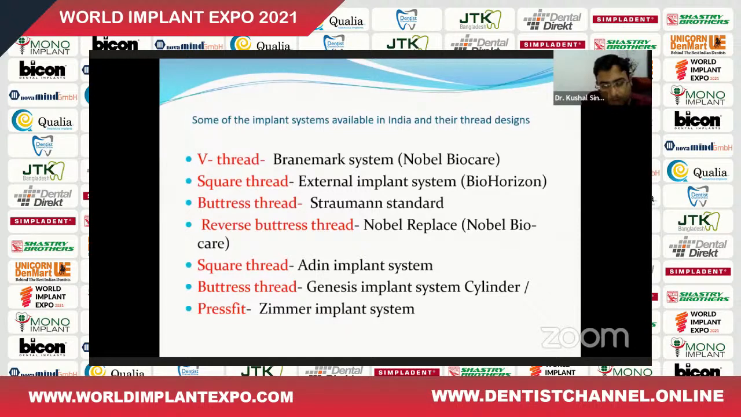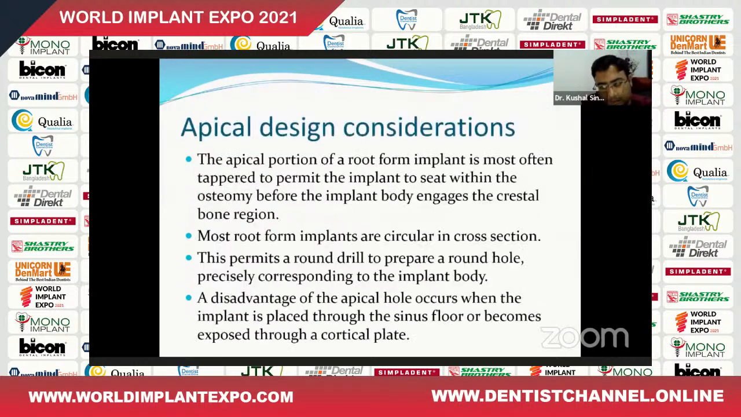Now we'll talk about the buttress thread. Straumann Standard maintains this buttress thread. Now we'll talk about the reverse buttress thread. Nobel Replace, by Nobel Biocare. Now we'll talk about the square thread. It is used by the Adin implant system, and the buttress thread is also used by the Indian implant, that is the Genesis implant. Now another one is the press-fit design. It is used by the Zimmer implant systems. These implant companies are all commonly used in our day-to-day practice.